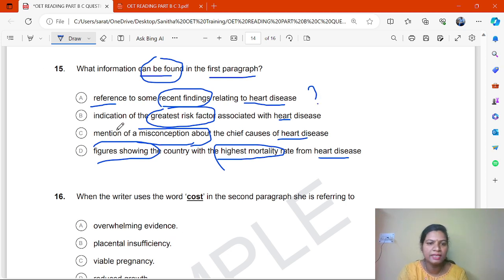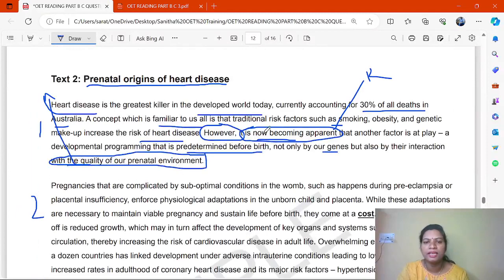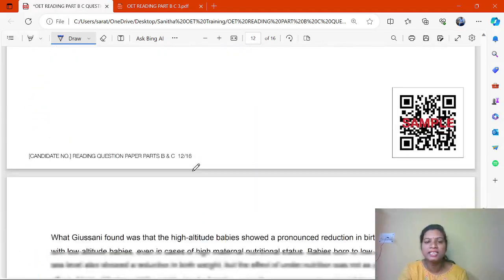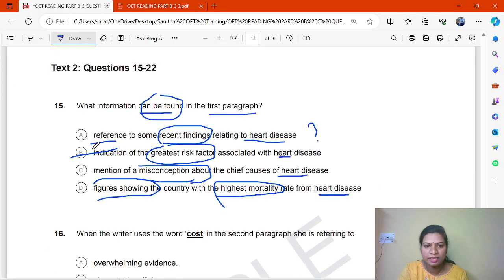Second, indication of the greatest risk factor associated with heart disease. Then we have to match this option with the passage. Here they are saying generally traditional risk factors such as smoking, obesity, genetic makeup increase the risk, but it is not stated as the greatest risk factor. Generally they are saying these are the risk factors of heart disease. So it is not there in the passage. Are you getting my point? How I am pointing out the answer?